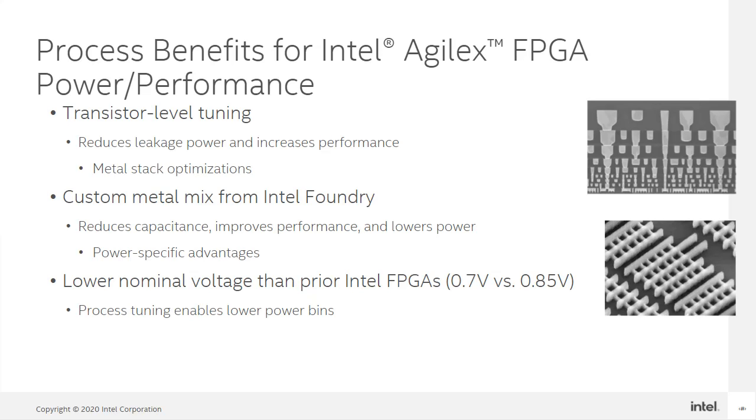Recall that in power calculations, such as the equation for dynamic power discussed earlier, power consumption is directly proportional to capacitance. So by reducing capacitance using this custom metal mix, the overall power consumption of the device is lowered. Finally, Intel Agilex devices use a 10 nanometer process technology. By moving to a smaller technology, the nominal voltage can be lowered, which lowers power. This, in conjunction with process tuning, enables lower power binning.